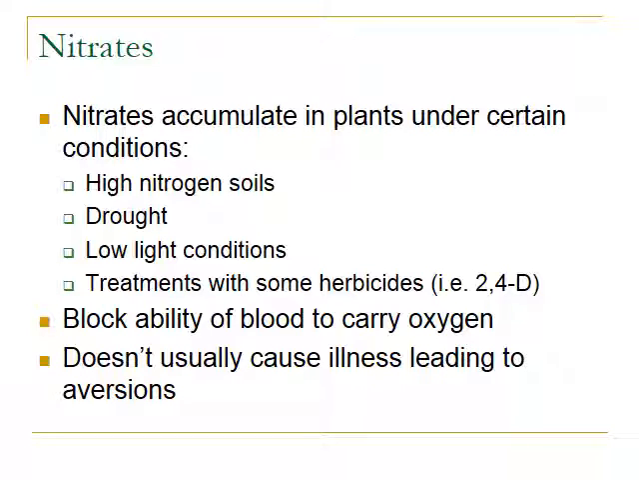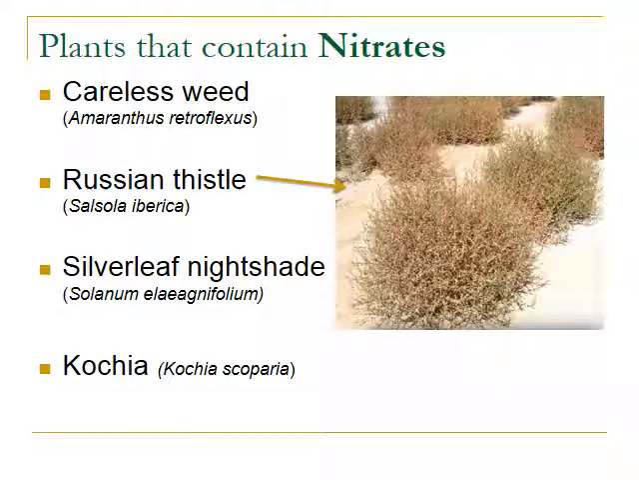What nitrates do is similar to other compounds. It blocks the ability of the blood to carry oxygen, and it doesn't cause illness. So it doesn't usually lead to an aversion. So it's difficult for animals to detect and avoid. Some plants that can accumulate nitrate are mostly from the chenopod family, the goosefoot family. Careless weed, Russian thistle, kochia, and then silver nightshade, which can also be quite a problem in this effect of accumulated nitrogen.